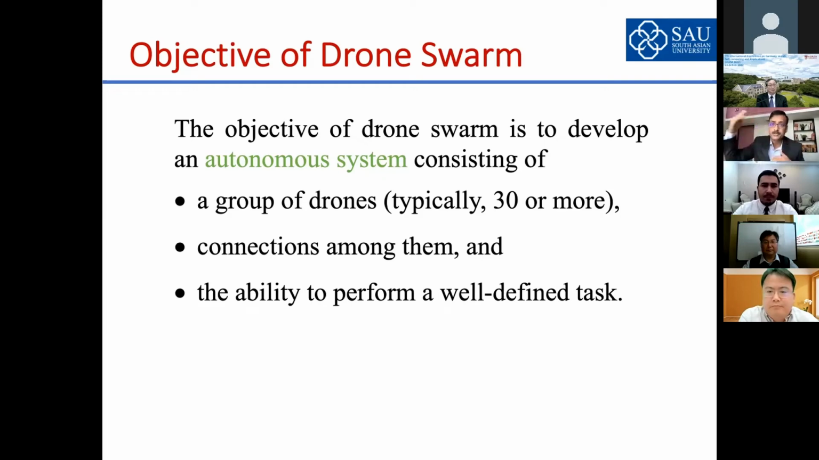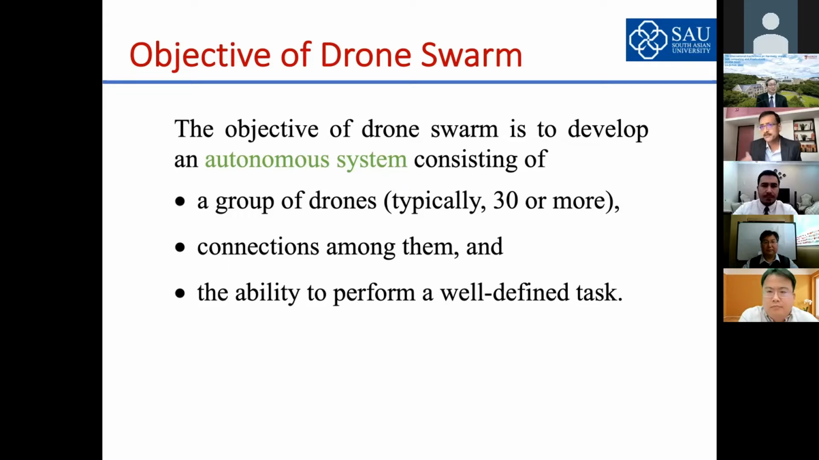And of course, the ability to perform a well-defined task. If there is a drone swarm for the defense, it can work in that area. If the drone swarm is for the search and rescue mission, it can work for that area. It depends upon the area.